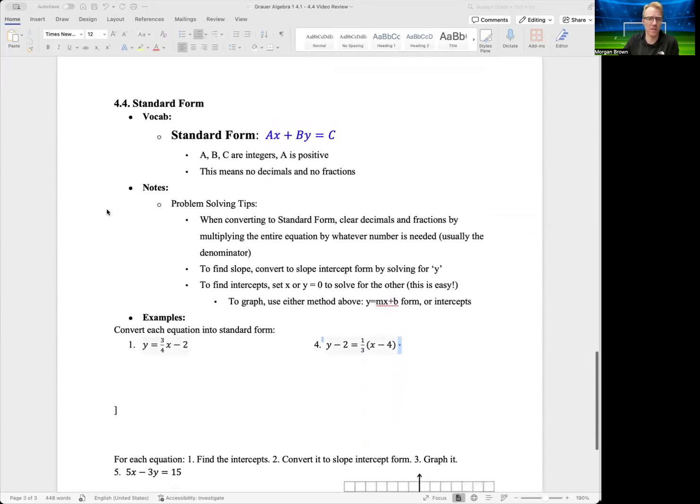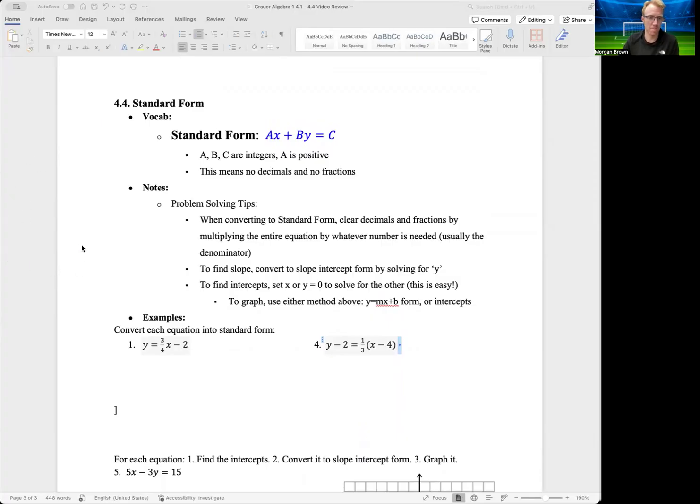Okay, so standard form is the one that doesn't have a slope, doesn't have a point. It's a little bit kind of weird and unique. Standard form is not used as much for graphing and is used a lot more for solving word problems and systems of equations. So how are we going to take advantage of that?